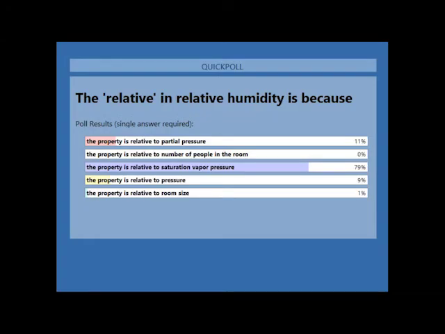And I'll share the results. The correct answer is that the relative in relative humidity is there because the property is relative to that saturation vapor pressure, that curve we just showed. And of course, one could argue a couple of these other ones, like the people in the room, but the best answer is the third one.